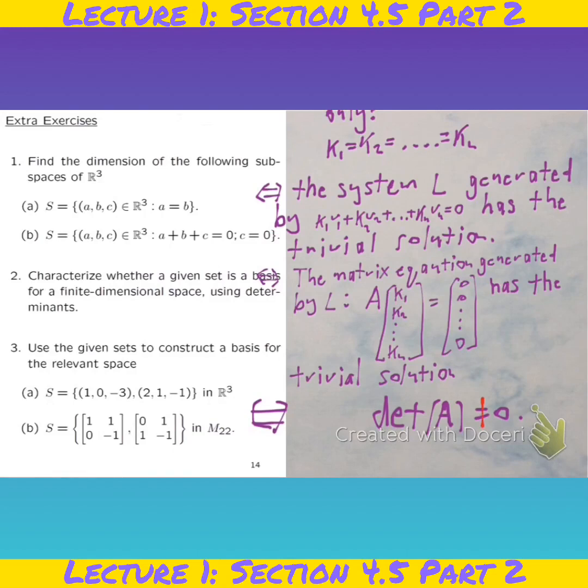Alright, so that's your characterization. Setting up your matrix equation from your linear system, the linear system that you get from this equation here, the coefficient matrix A needs to be invertible. Then this system will have the trivial solution only, and that only happens when the determinant of A is not 0.